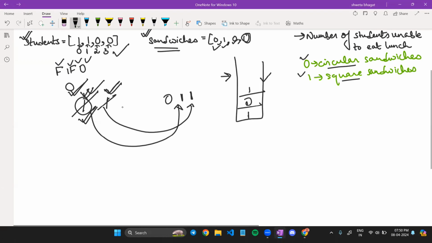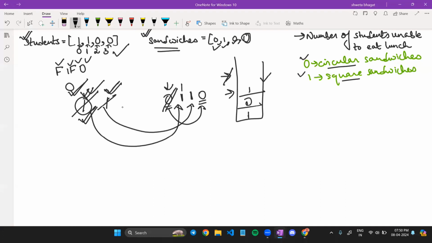Fine. Now, what is at the top of our stack? At the top of the stack, we have this square sandwich. Now we are at this child. Now we will check, does this child want a square sandwich? We can see that this child wants a circular sandwich. So what will happen? He will go to the end of this queue. So he will go at the end of the line.